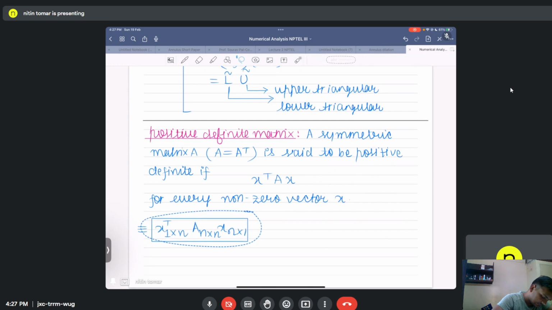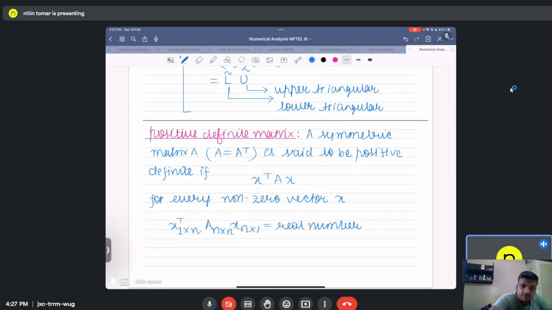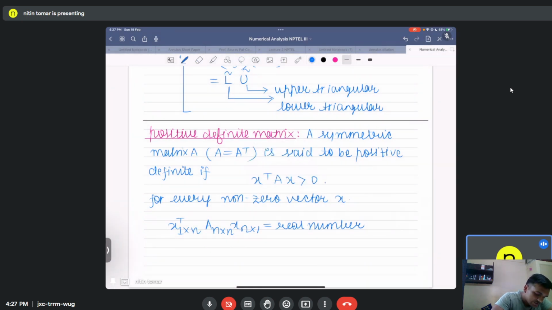1 by 1, sir. 1 by 1, which means it is a singleton. Singleton, what does it mean? 1 by 1. It is a single element. Real number, right? Yes, sir. So this is a real number, a real value. So I can check whether or not a real number is positive or not, right? Yes, sir. So it is said to be positive definite if this is greater than 0 for every non-zero vector x.